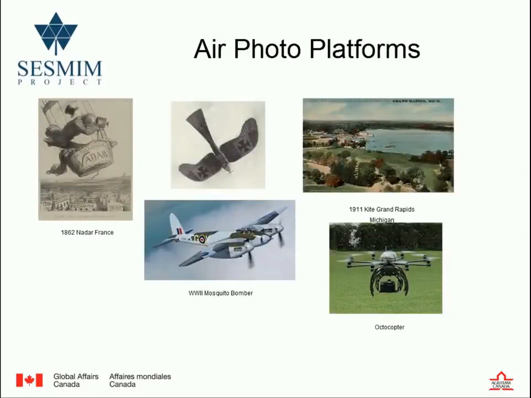So here are some examples of air platforms. In 1862, there's a gentleman called Nadar in France who was the first person to use a camera on a balloon to take pictures of the ground. Okay, and then in 1911, in the United States in Michigan State, somebody used a kite with a camera to take pictures. And in 1914, World War I, they started to use planes specifically for aerial reconnaissance, to take aerial photographs of the enemy lines.